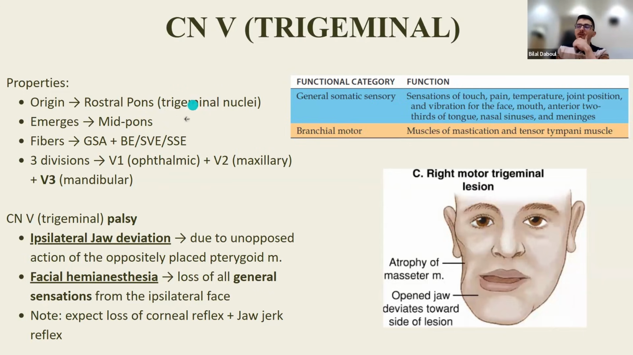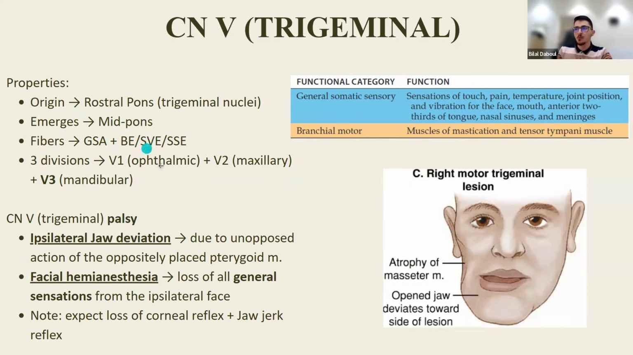Again, origin from the rostral pons connecting to the trigeminal nuclei, including the trigeminal motor nucleus and the three trigeminal nuclei, emerges from the mid pons. The fibers include general somatic afferent, which is the primary function. It relays somatic sensations from the face especially, so pain, temperature, two-point discrimination, vibration, conscious proprioception, and they get processed in the trigeminal nuclei. You have branchial efferents because it supplies the muscles of mastication, which are branchial arch derivatives, right? You have SVE, again, this is the same type of fiber, okay?